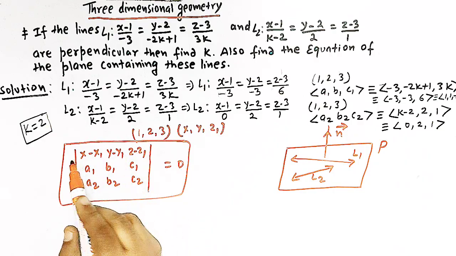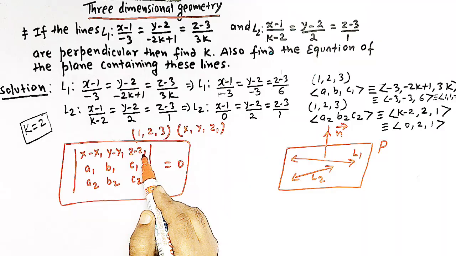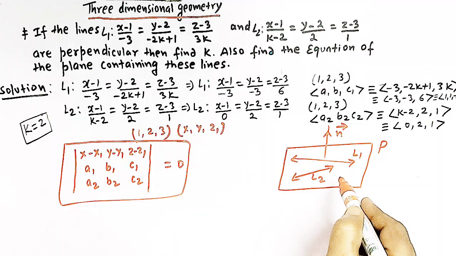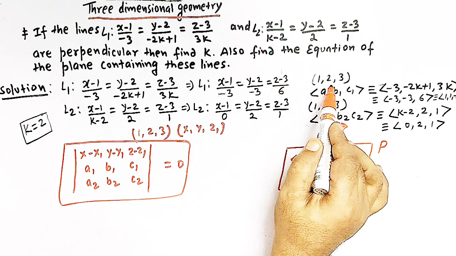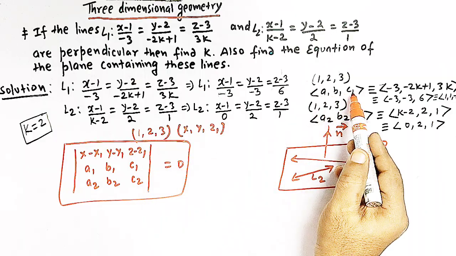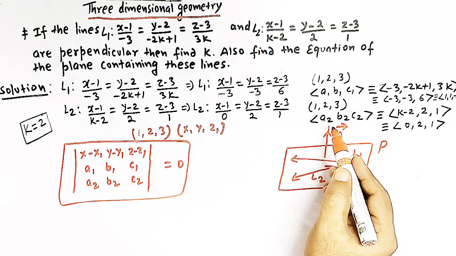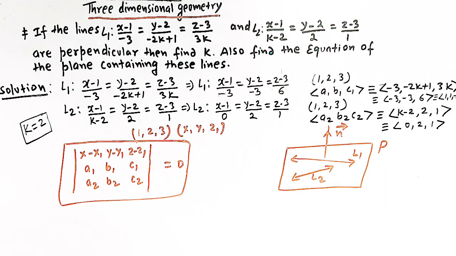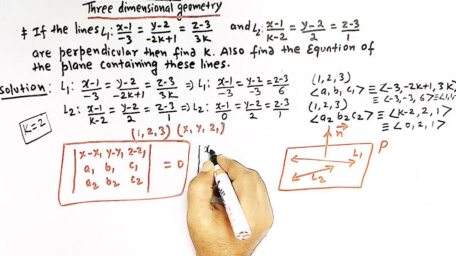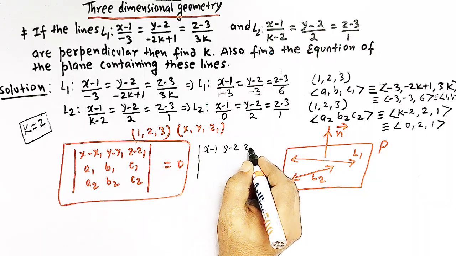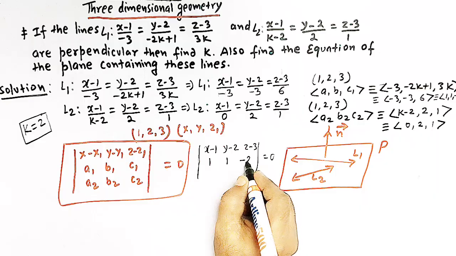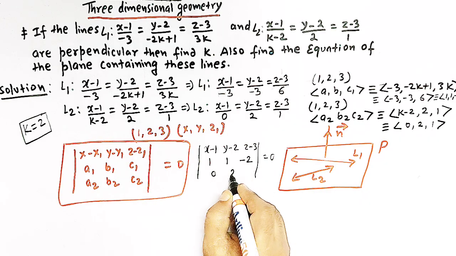The first row is x minus x1, y minus y1, z minus z1, where x1, y1, z1 is a point lying on the plane, right? And since these two lines lie on the plane P, this point 1 comma 2 comma 3 may be taken as x1, y1, z1. The second row is the direction ratios of the line L1, and the third row is the direction ratios of the line L2. So now substituting the values, we have x minus 1, y minus 2, z minus 3, and a1, b1, c1 are 1, 1, and minus 2, and a2, b2, c2 are 0, 2, and 1, right?